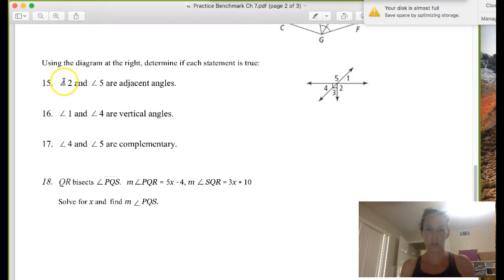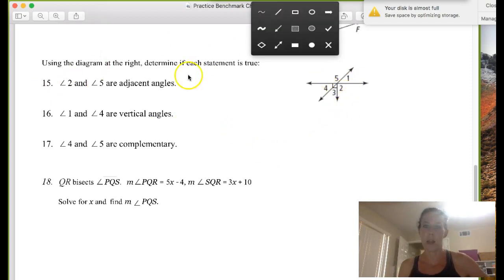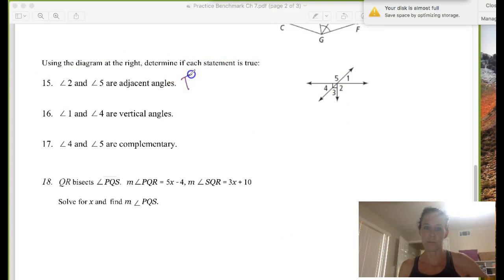So let's look at number 2. 2 and 5 are adjacent angles. Is that true? 2 and 5. Well, 2 and 5 aren't necessarily adjacent. Adjacent means next to. Okay, so angle 1 is adjacent and angle 3 is adjacent. Angle 2 is not adjacent to angle 5. So that I would say false.